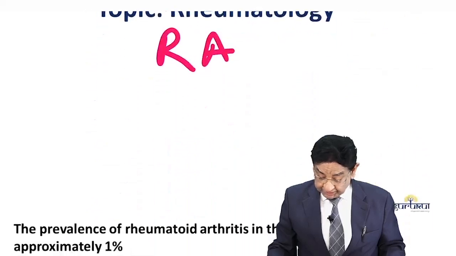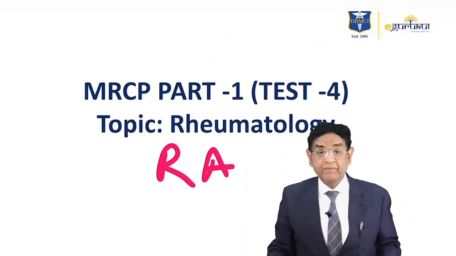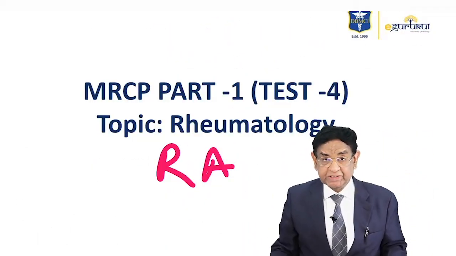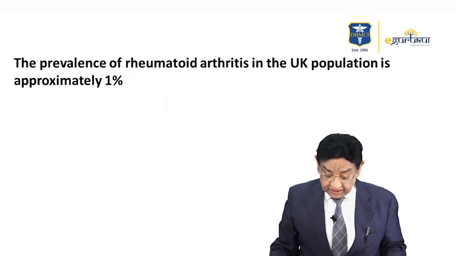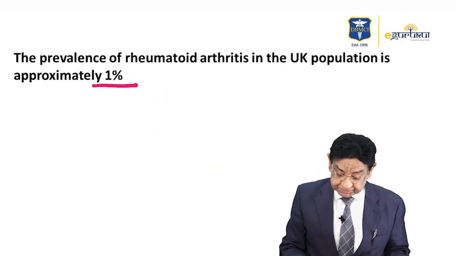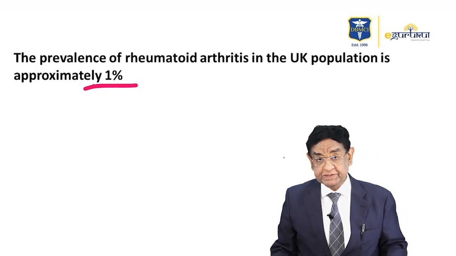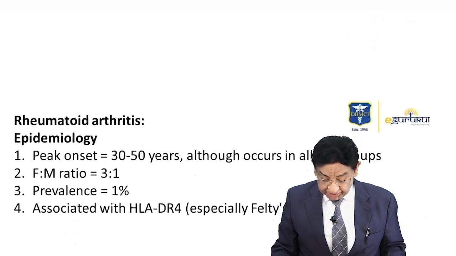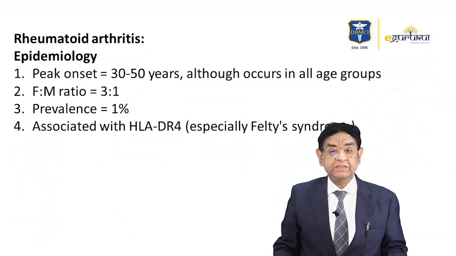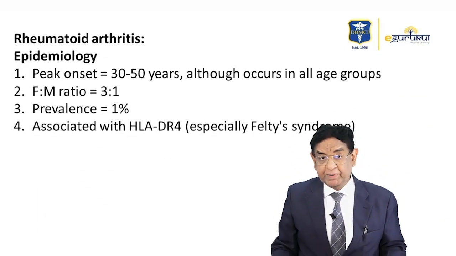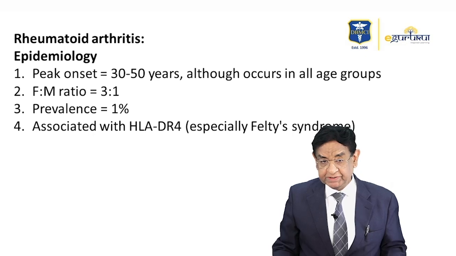Question number one. What is the prevalence of rheumatoid arthritis in the UK? The answer to this question is 1%. Okay, this is a basic question from epidemiology. So let's learn some basic epidemiology about rheumatoid arthritis.